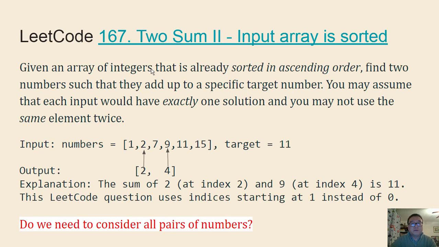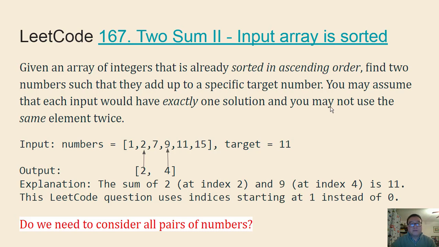So let's look at the problem description. We are given an array of integers that is already sorted in ascending order, and we are asked to find 2 numbers such that they add up to a specific target number. So yeah, there's some extra conditions. We can assume there's exactly one solution. This is just to make the problem simpler. The general solution doesn't really need this. And the restriction: you may not use the same element twice. So if a double of one element equals the target, that doesn't count.